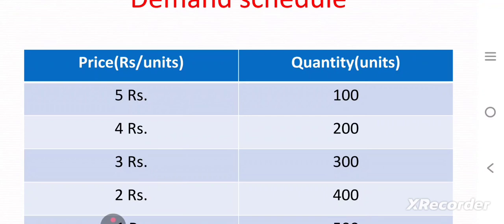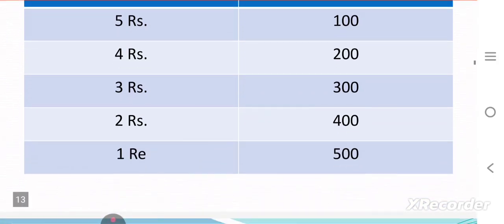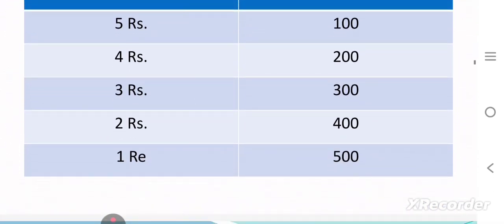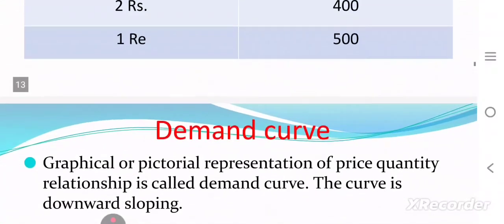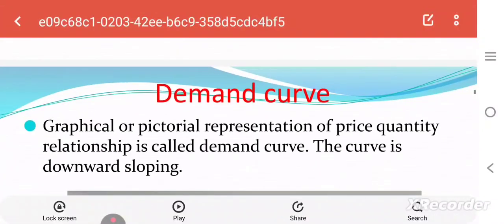From the first part and the second part, what we have learned is that if the price decreases, the quantity increases. Here the price is decreasing, and the quantity of the product the customers are purchasing is increasing. See, 4 rupees, 3 rupees, and the quantity is increasing. This is the tabular schedule which the firm or individual has represented.